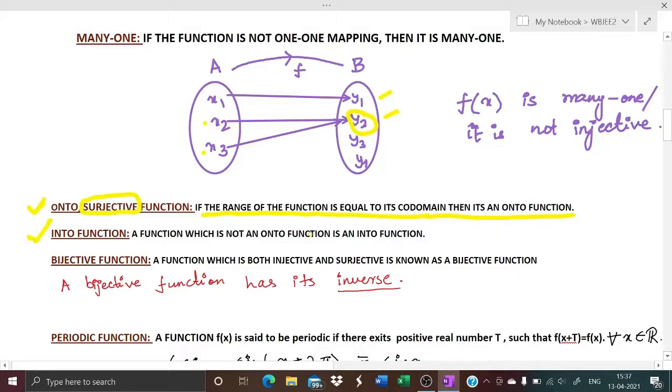A function which is not onto is an into function, or it is not a surjective function. If your function is coming out to be into, that is your range is not equal to the codomain, then your function is not a surjective function.